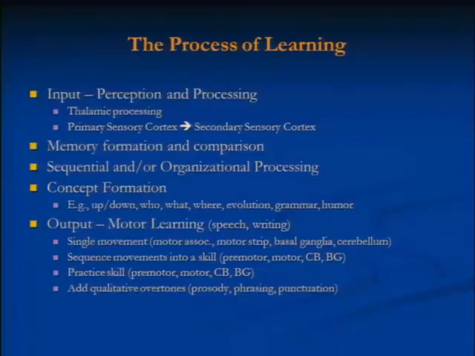That goes through the thalamus, and then it goes to primary sensory cortex into secondary sensory cortex, and then it goes into memory formation, comparison to learned information, to say how is this the same or different from what I learned before, sequential and organizational processing. Okay, we're in trouble again. Concept formation. Remember this, I don't know if you were in the other talk this morning: up, down, behind. You should know that by 18 months. A lot of kids on the spectrum don't. So, okay, we're already in trouble. And then output, motor learning, speech, writing. And writing and speech are very complicated tasks. They involve large portions of the brain.